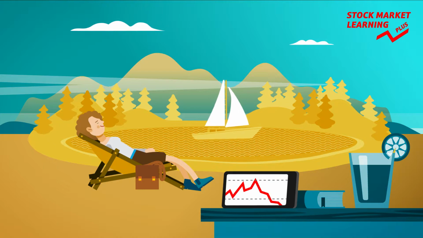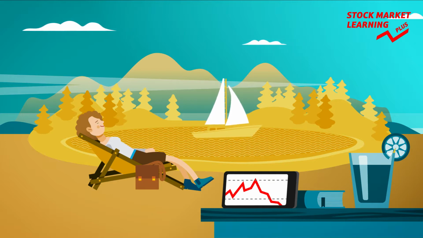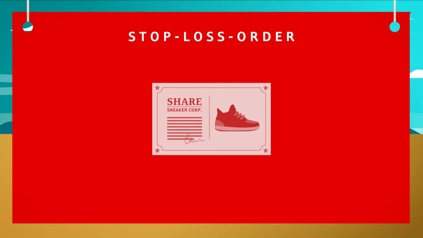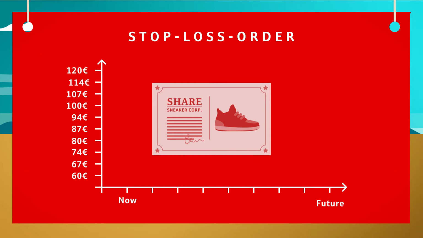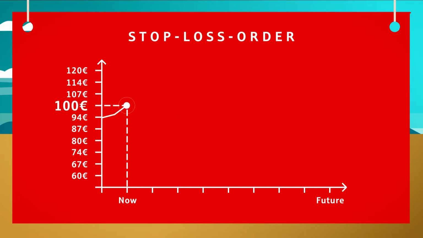If the stock price overrides or falls under a predetermined stop mark, this order will be activated, but you don't need to do anything. An example. You hold 20 shares of the Sneaker Corporation company. They currently have a value of 100 euros per share. You want to secure this stock price because you won't have internet in a while.